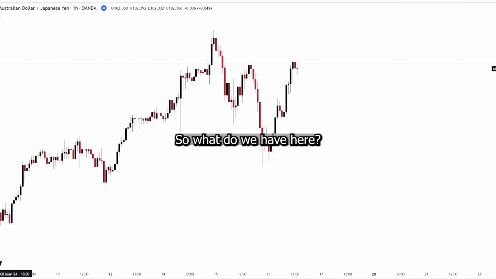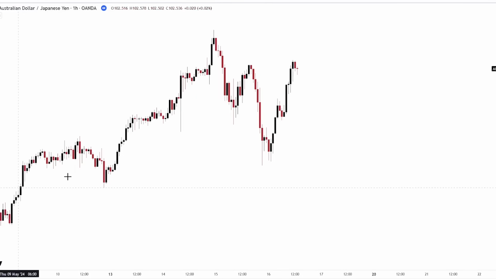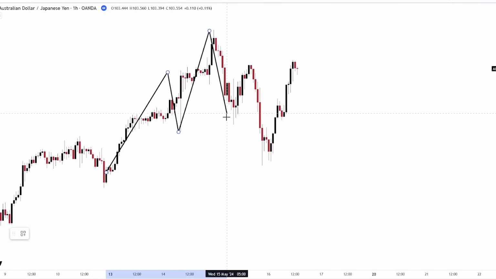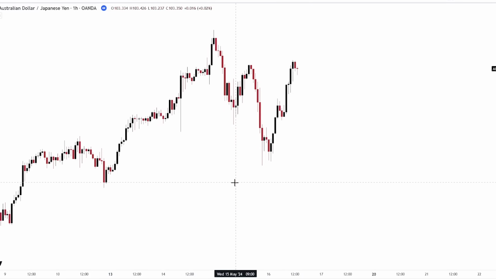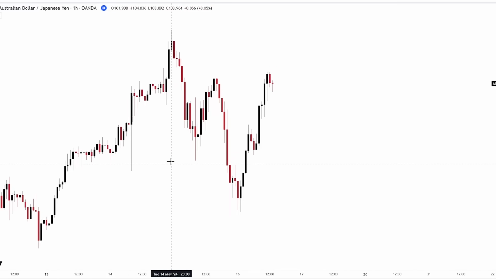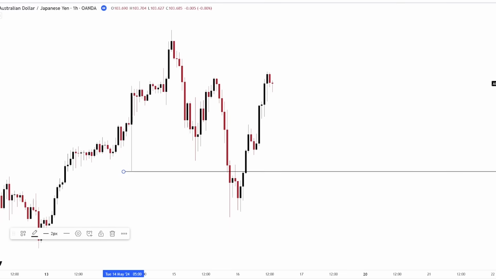So what do we have here? Price was in a bullish trend. And then you had a break of structure, but price retraced back inside of the range. So you can guess where we're going with this. The fact that price came back inside the range, we can anticipate this as a sweep. This was our liquidity sweep.